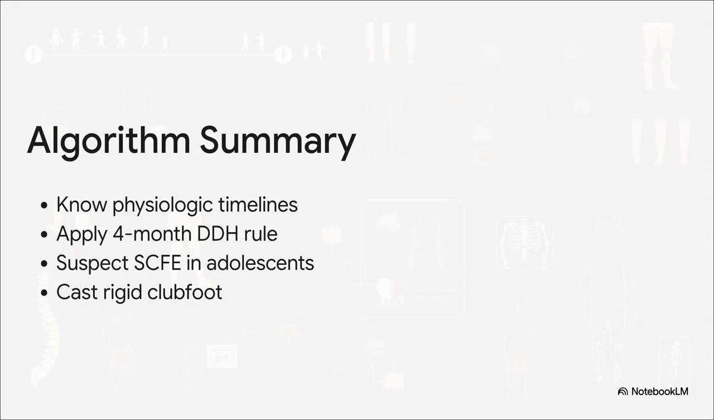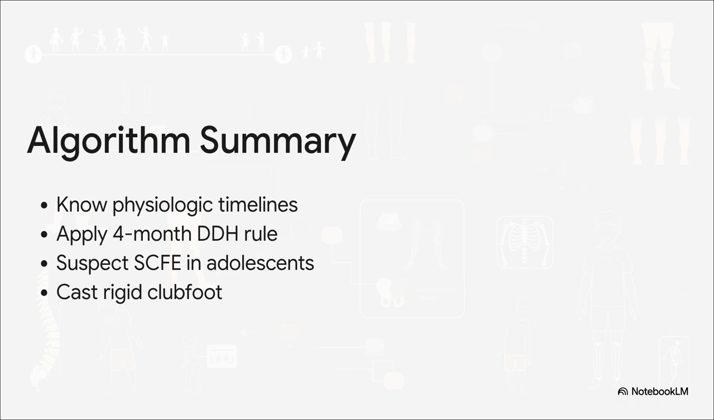Let's lock this all in with our rapid-fire summary of our test day logic. 1. Know your physiological alignment timelines. Varum early, valgum later. 2. Strictly obey that 4-month ultrasound versus X-ray imaging cutoff for DDH. 3. Immediately identify referred knee pain in an obese adolescent as SCFE and prioritize immediate non-weight bearing and surgical pinning. 4. Evaluate an infant with a head tilt and SCM mass as having congenital muscular torticollis, making sure the chin points away from the affected muscle.